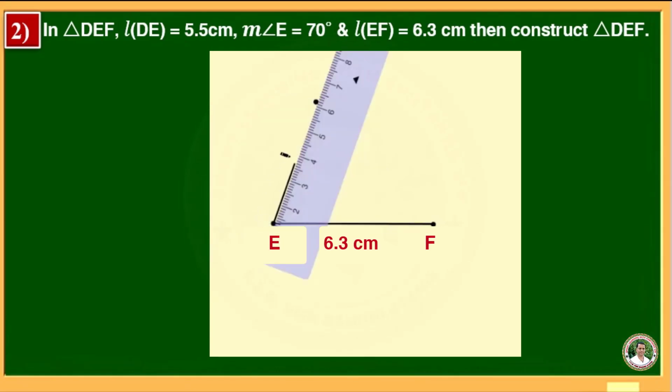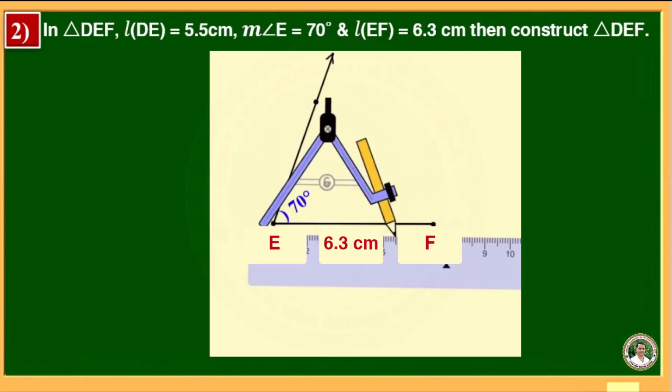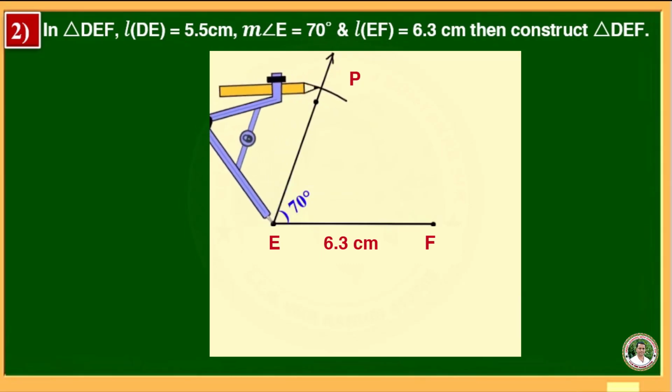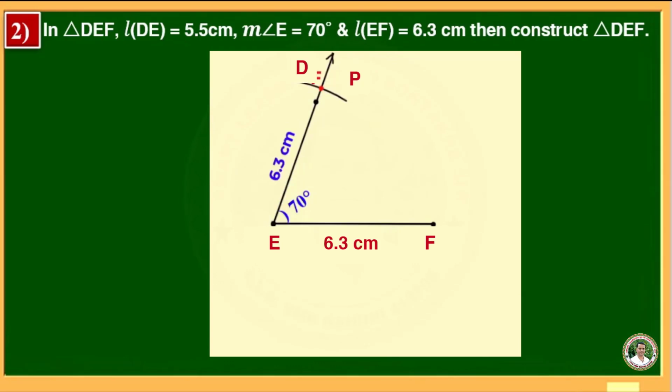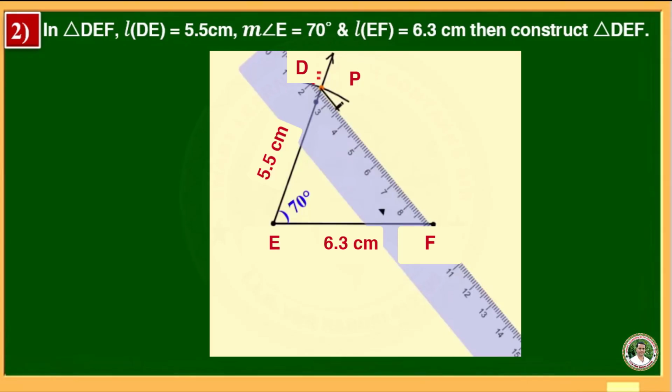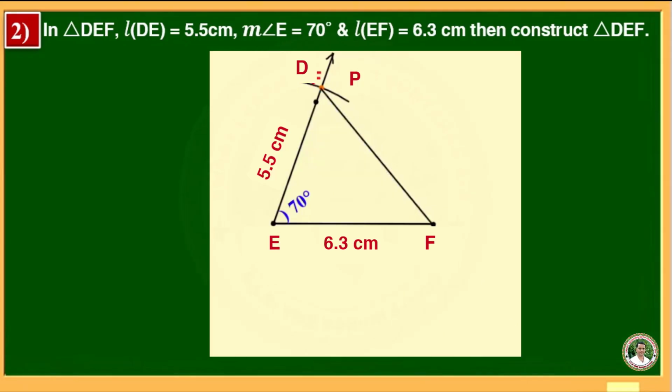Now draw ray EP, then the distance of DE or ED is given as 5.5 cm. Take a 5.5 cm distance and make an arc on EP, that is our point D. The length of ED is 5.5 cm. Then join D and F points, and this is the required construction of a triangle when two sides and one angle are given.